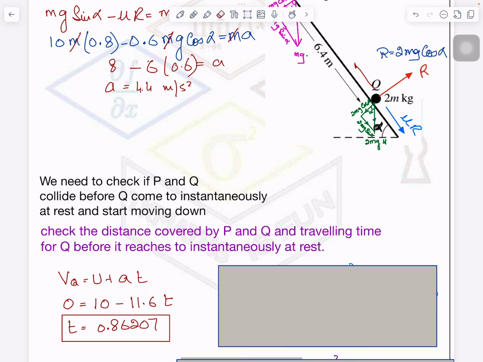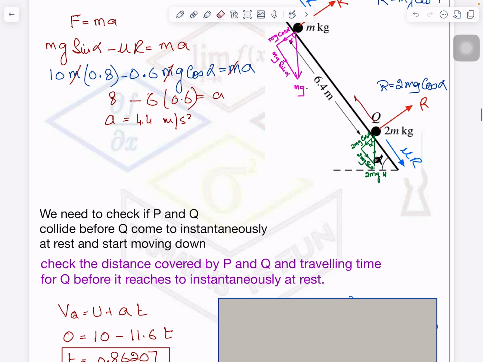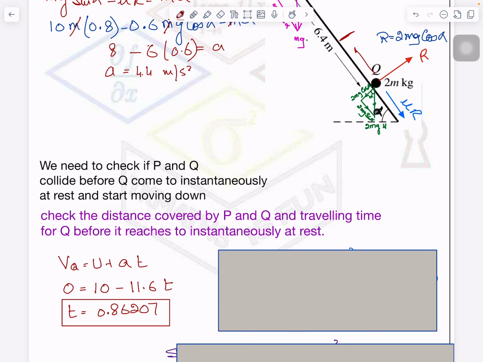But to find the distance, I need to know the time taken by Q to come to rest. So suppose it has come to rest here. So what will we use? Constant acceleration formula. Final velocity is 0, u is 10, and acceleration is minus 11.6 that we have found in part 1. So this is the time Q will take to go from here till here, if we are considering it is stopping here, right? Now we will see within this time what is the distance covered by Q and P.